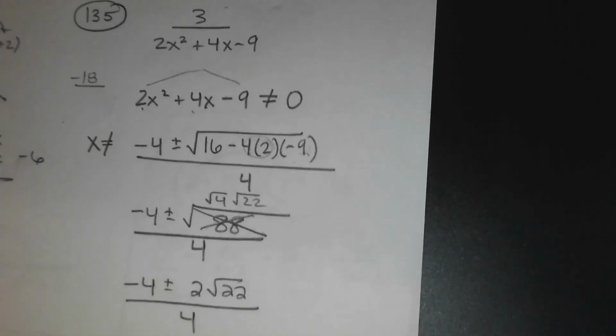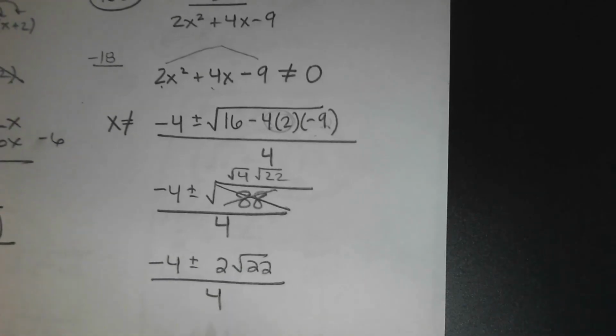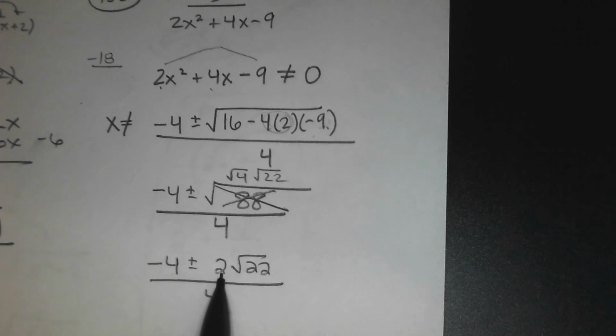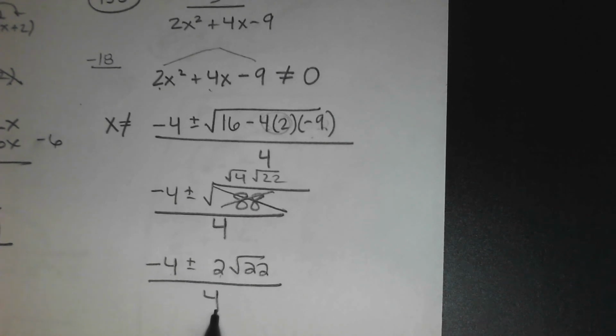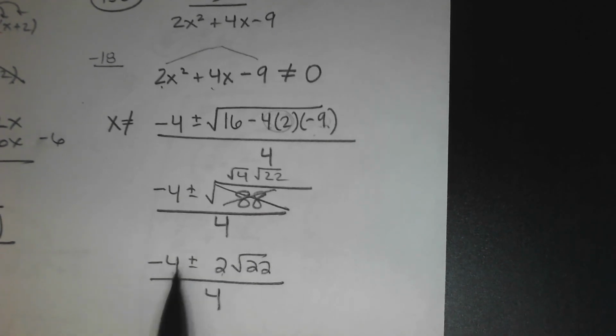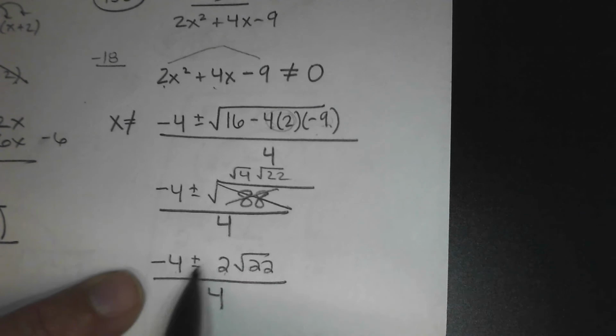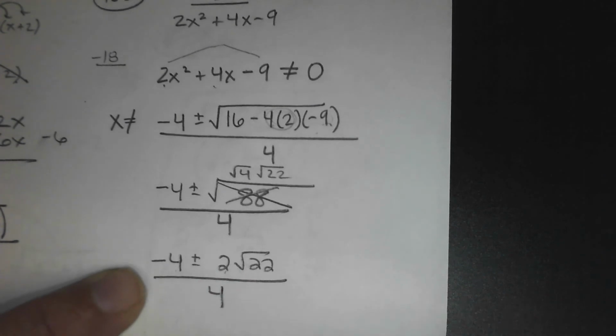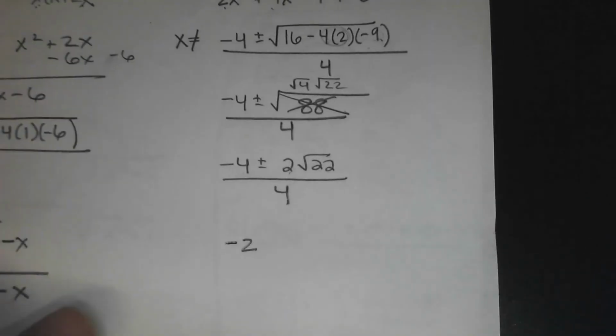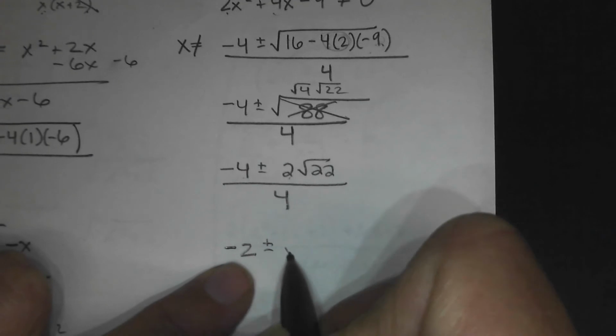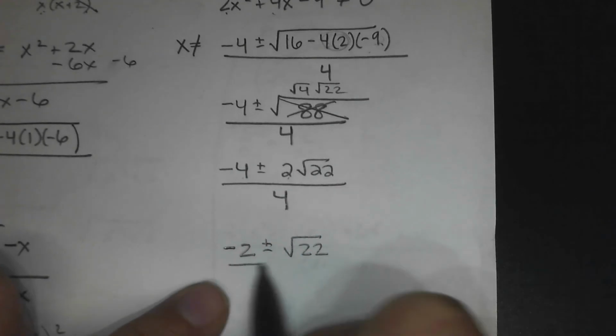over 4. And because this term, this term and this term all can be reduced by 2, I can reduce everything in the fraction by 2. So that'll be negative 2 plus or minus 1 root 22, which you don't really need the 1, over 2.